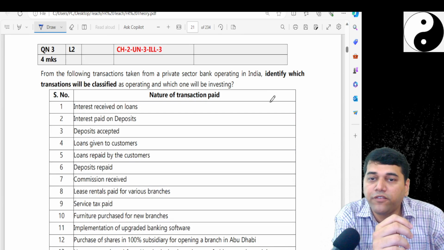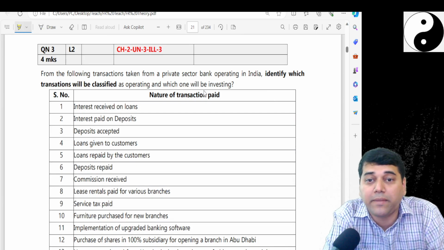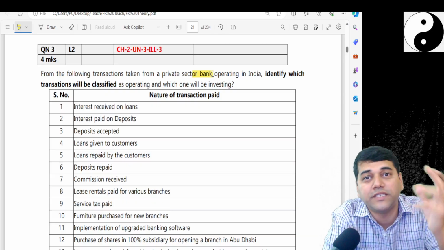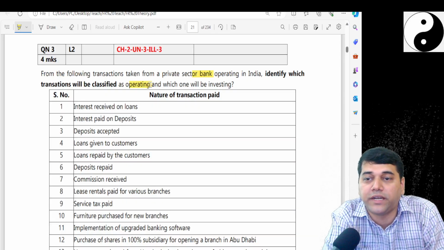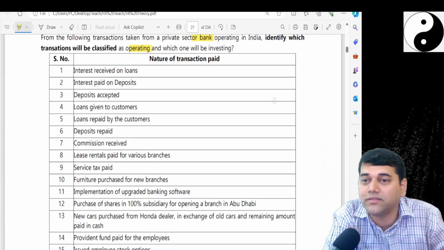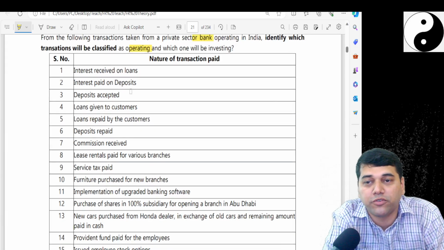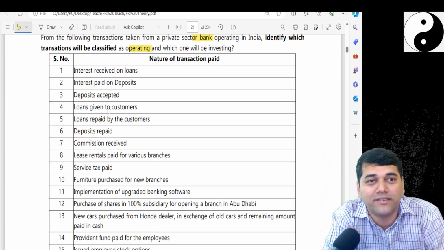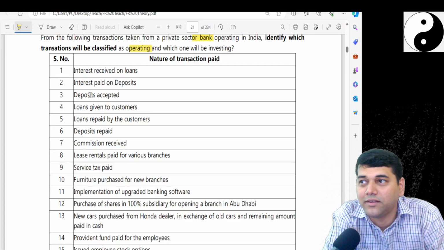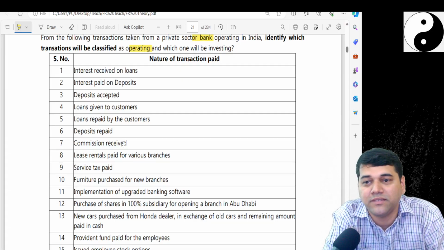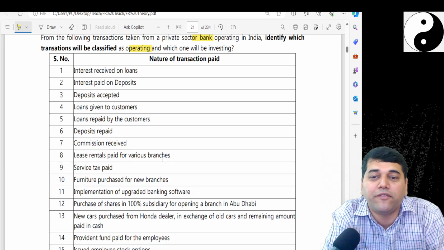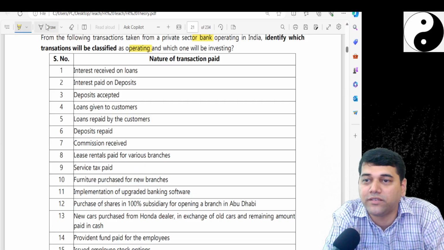Now, from the following information taken from a private sector bank, the scenario will change now. Identify which will be classified as operating: interest received on loan, interest paid on deposit, deposit accepted, loan given. Yes, because you are a bank. Deposits repaid, commission, lease rental paid for the branches.